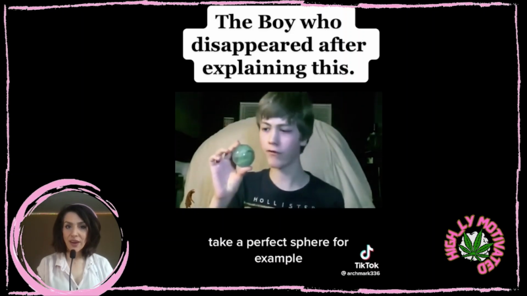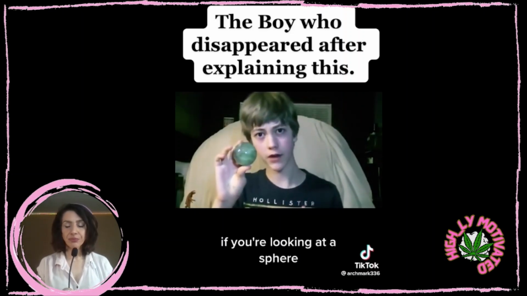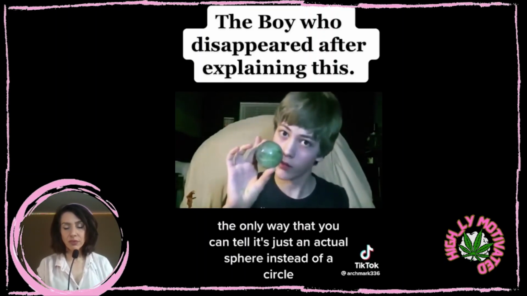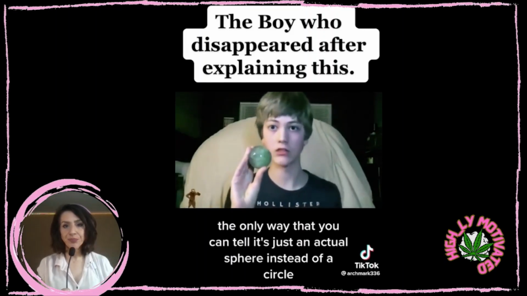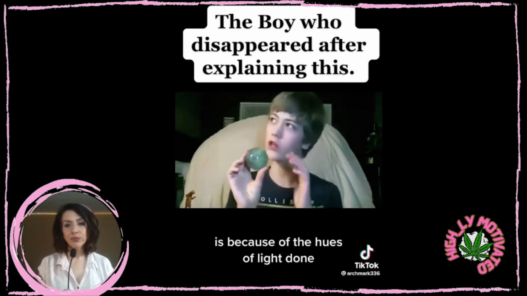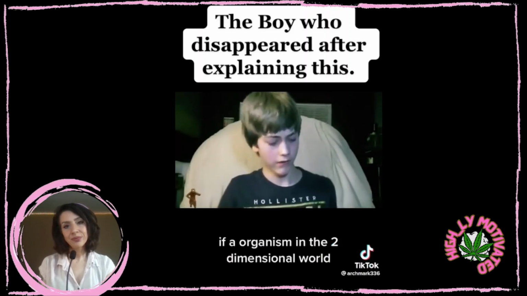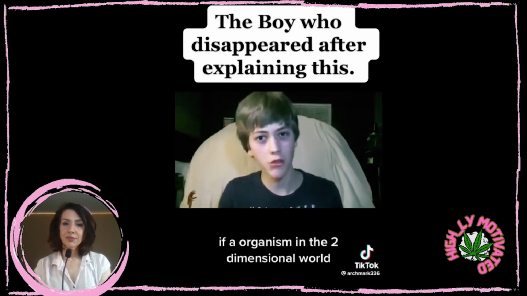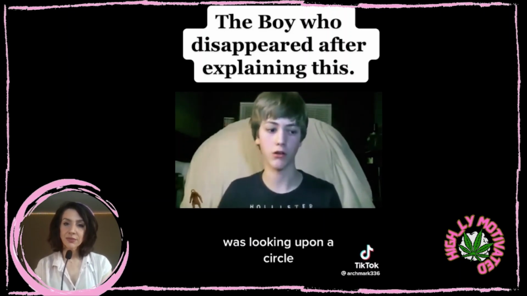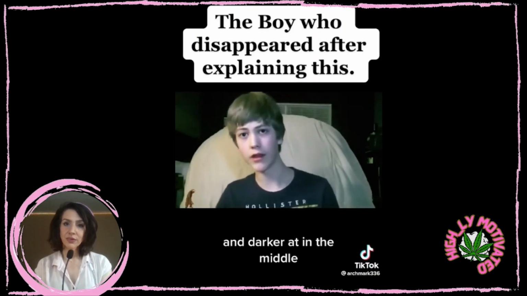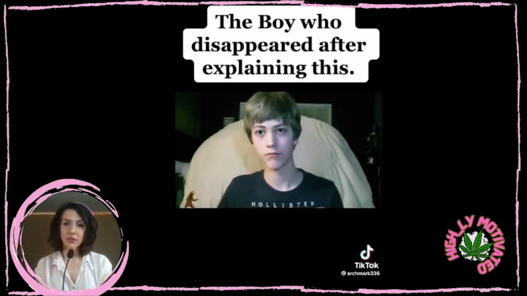Take a perfect sphere, for example. If you're looking at a sphere, it looks just like a regular two-dimensional circle. The only way that you can tell it's an actual sphere instead of a circle is because of the hues of light on it. So just like in a two-dimensional world, if an organism in the two-dimensional world was looking upon a circle, the light would make it appear to be lighter at one end and darker in the middle.